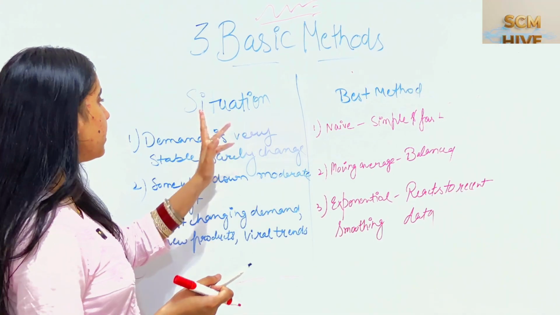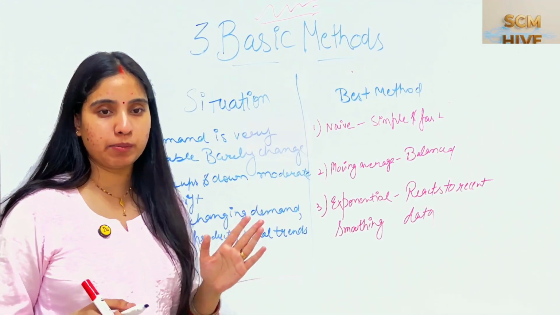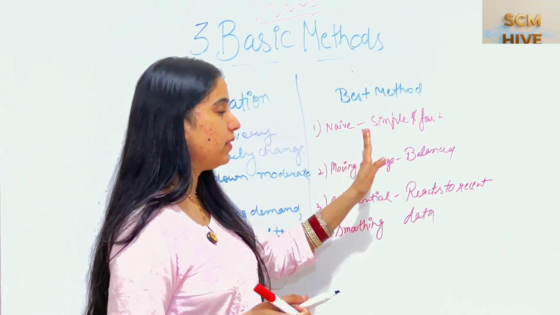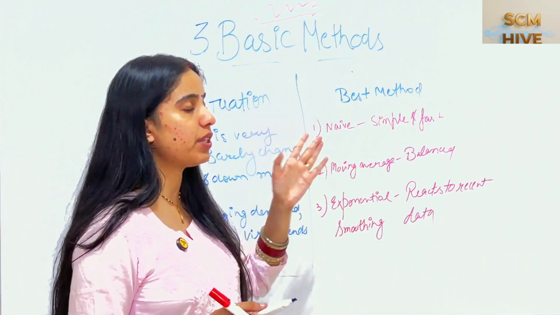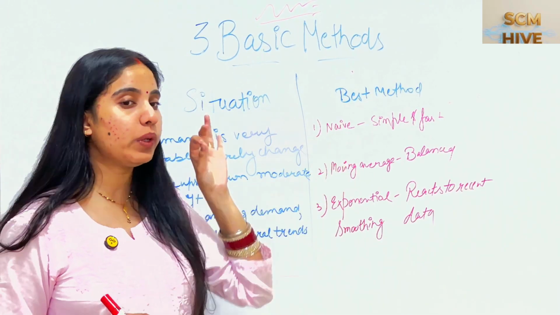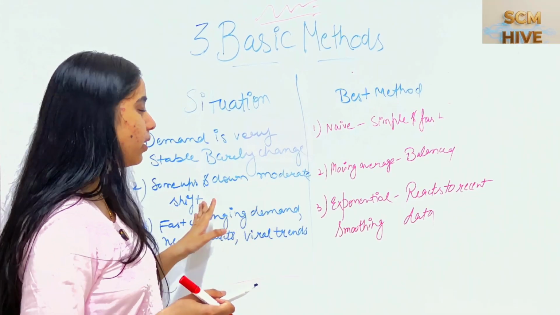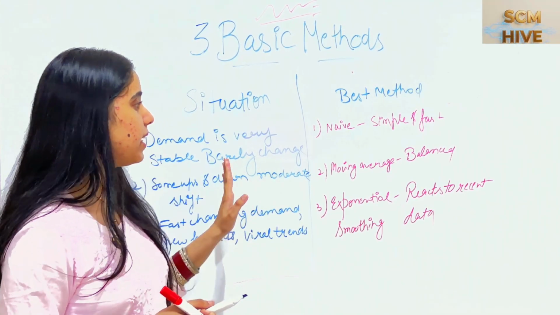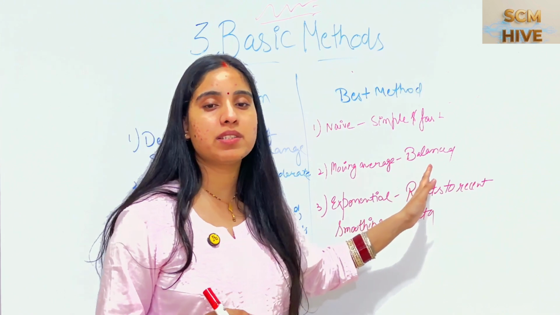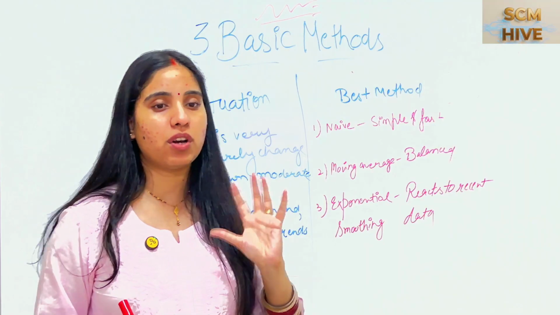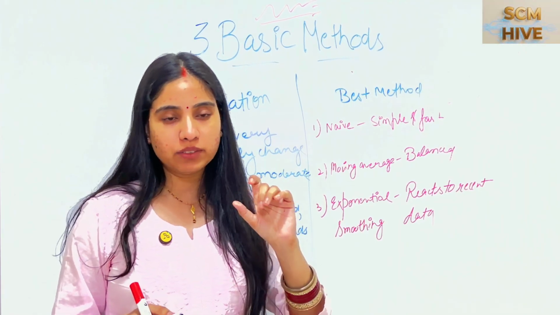The first situation is when demand is very stable and barely changes. In this case we use the naive method, which is very simple and fast. In this method we take only the last month's sales. The next is some ups and downs, a moderate shift. In this case we use the moving average, which is the balanced one. We take the average of the ups and downs in demand.